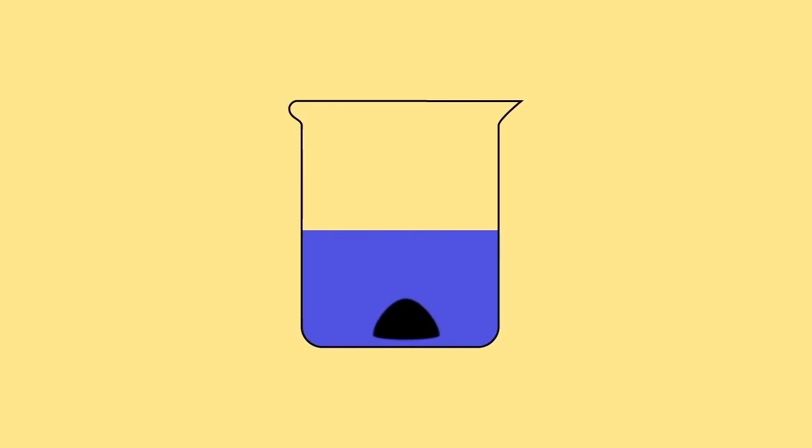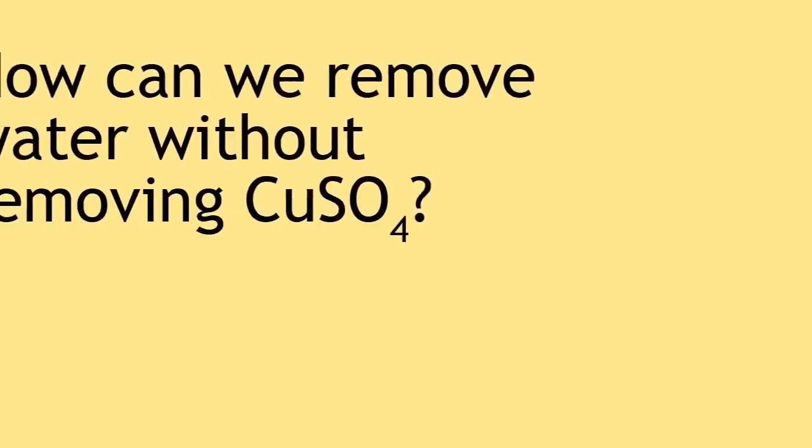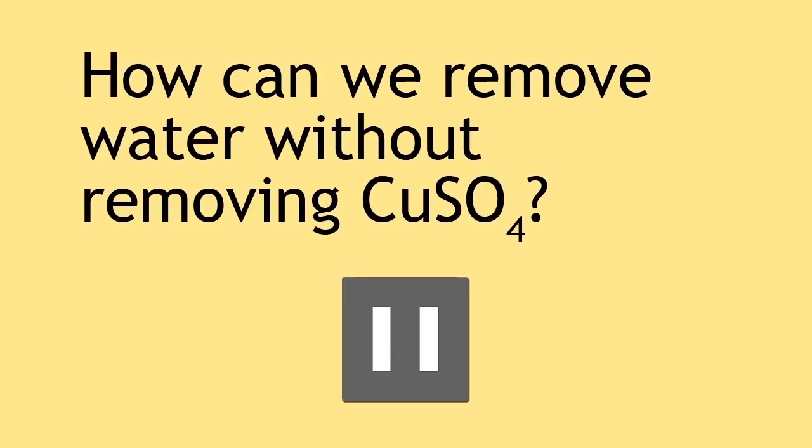Referring back to your solution, you may find some unreacted copper(II) oxide powder that can be removed by filtration. Here is a mini challenge. How can we remove water without removing copper(II) sulfate? Please pause to think about this and resume when ready.